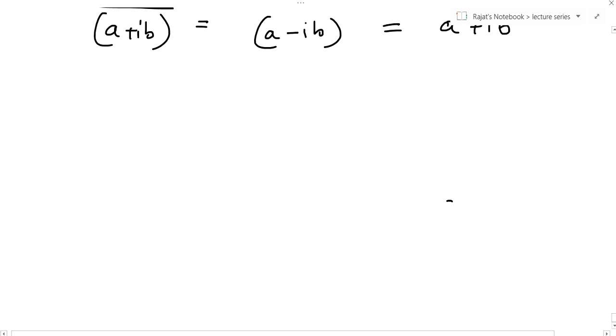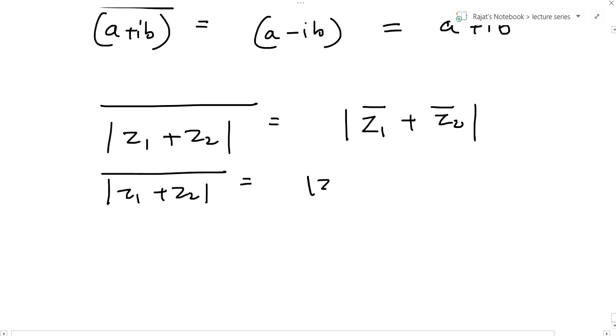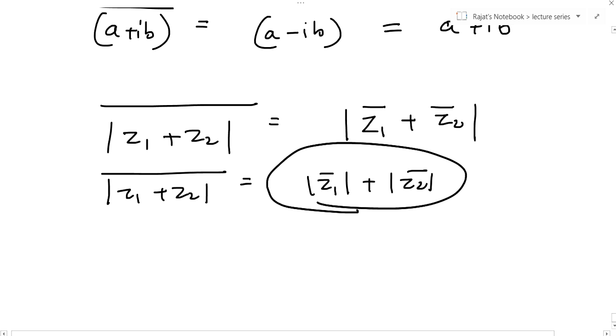Conjugate and modulus can be combined together also sometimes. Suppose I have mod of z1 plus z2 and I'm taking the conjugate, no problem, just distribute it: mod z1 plus mod z2. But please don't write it like this, mod of z1 plus z2 whole equal to mod z1 plus mod z2, because this distribution over addition is invalid. Just check out my previous video lecture. So these are some of the basic ideas of conjugate that were left.